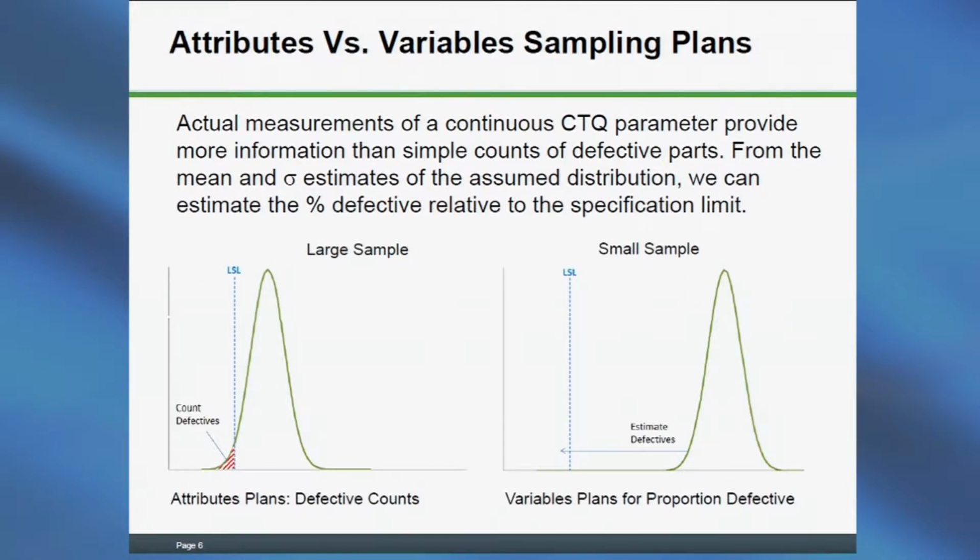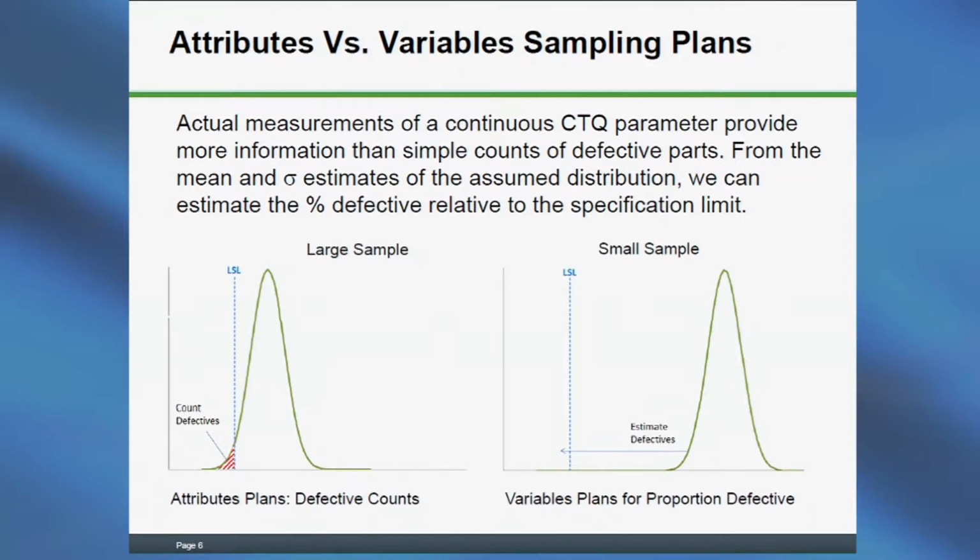And the point that I was making to the incoming quality people is that if you're actually measuring a continuous parameter, you have very much more information than just simple counts of defective parts. And if you can estimate the mean and the standard deviation of an assumed distribution from the samples that you're actually measuring, you can estimate the percent defective relative to the specification limit quite accurately.